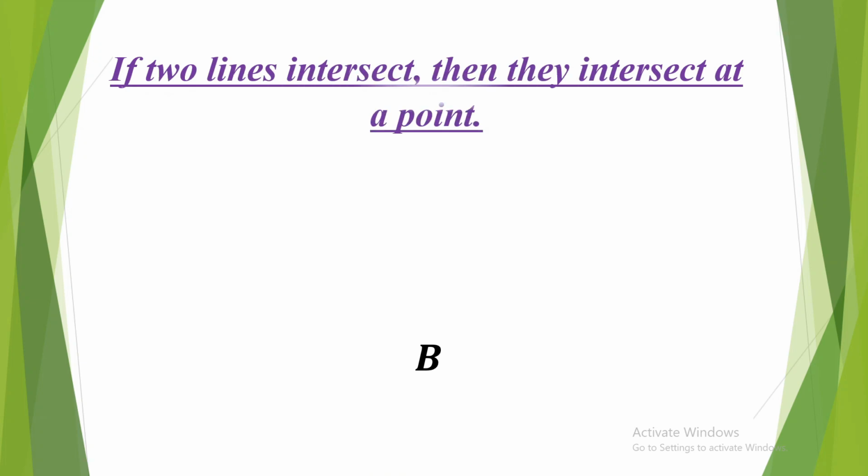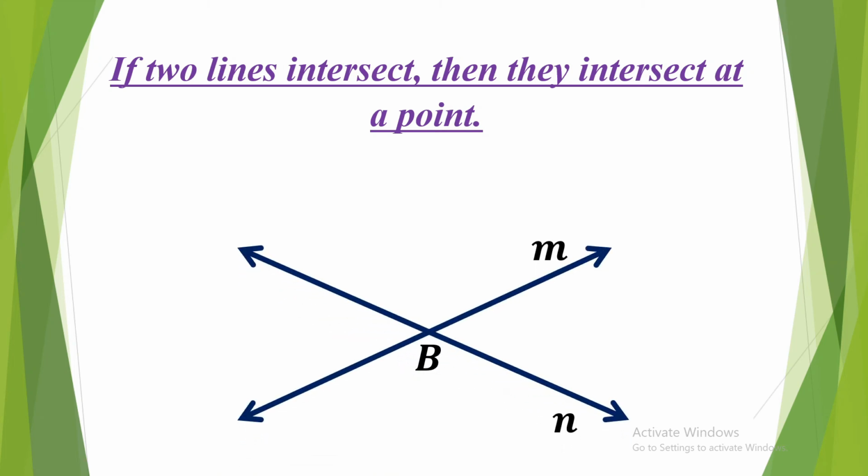Next, if two lines intersect, then they intersect at a point. So we have here two intersecting lines, line M and line N, and they intersect in a single point, and that point of intersection is named point B. So there is only one intersection, which is a point.